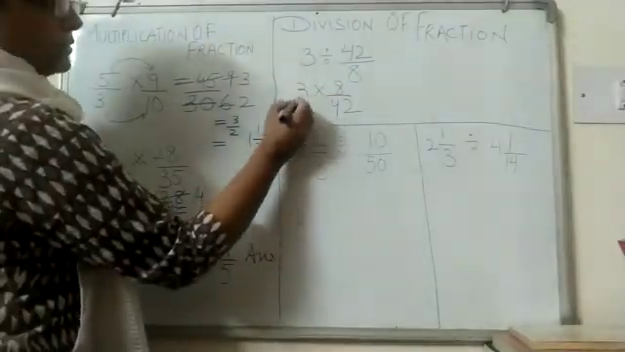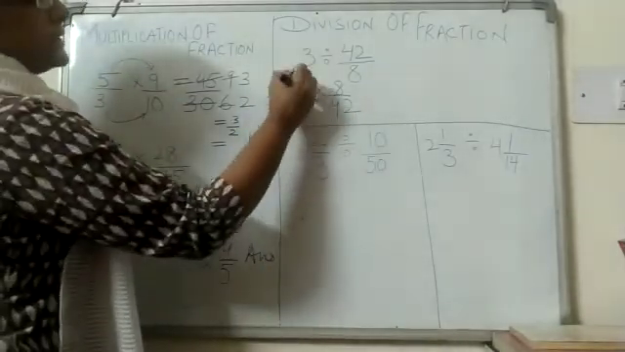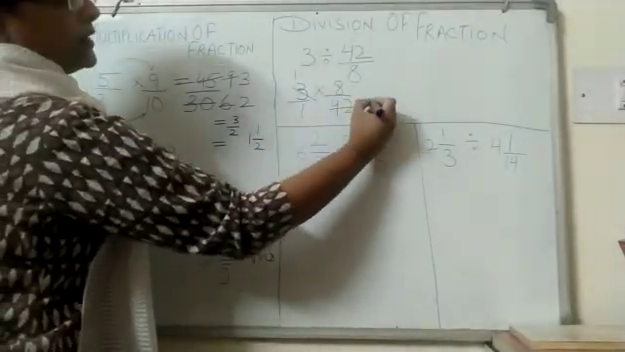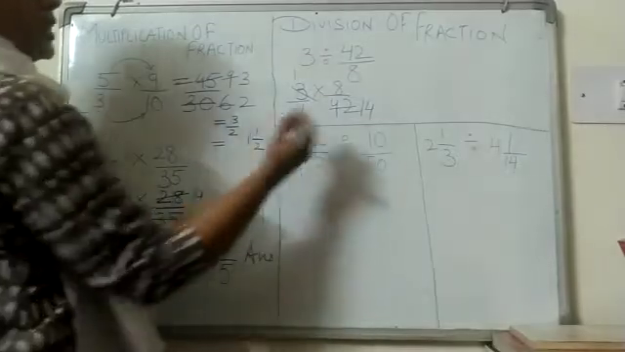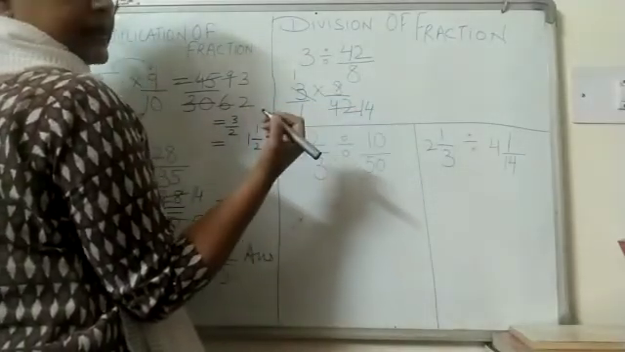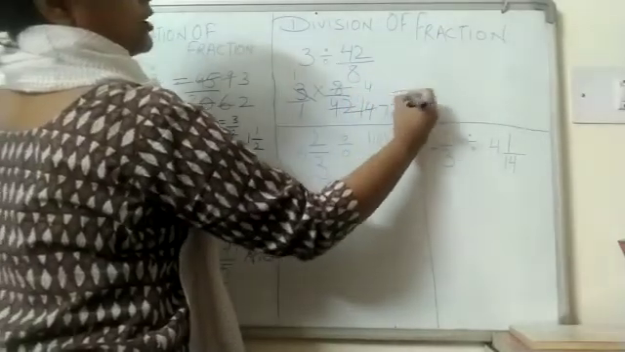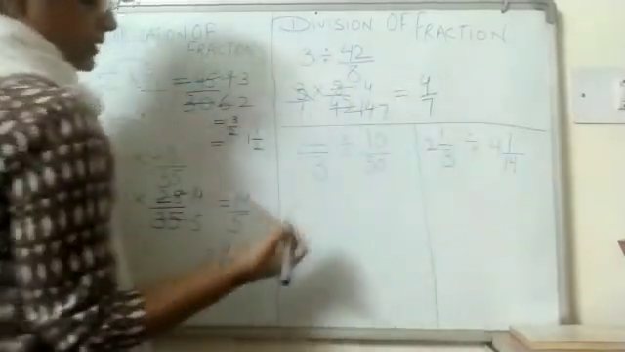Now we all know a whole number has the denominator 1 only. So 3 1s are 3 and 3 14s are 42. Now 8 and 14 are multiples of the same table, that is 2. So 2 4s are 8, 2 7s are 14. So your answer is 4 by 7.